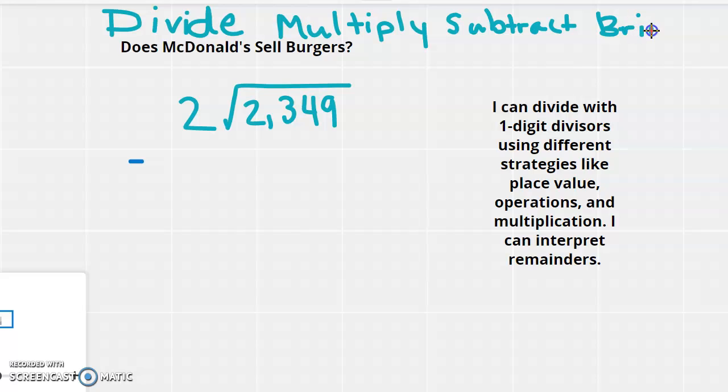Bring down. So that nice catchy phrase should help you to remember these 4 simple steps for long division. Divide, multiply, subtract, and then bring down.